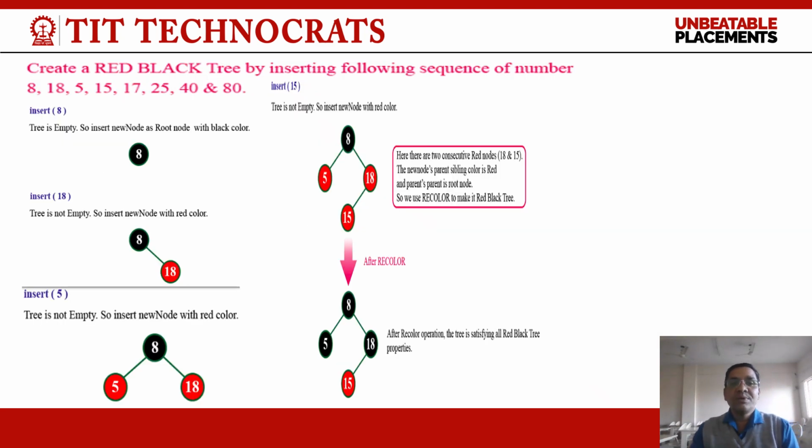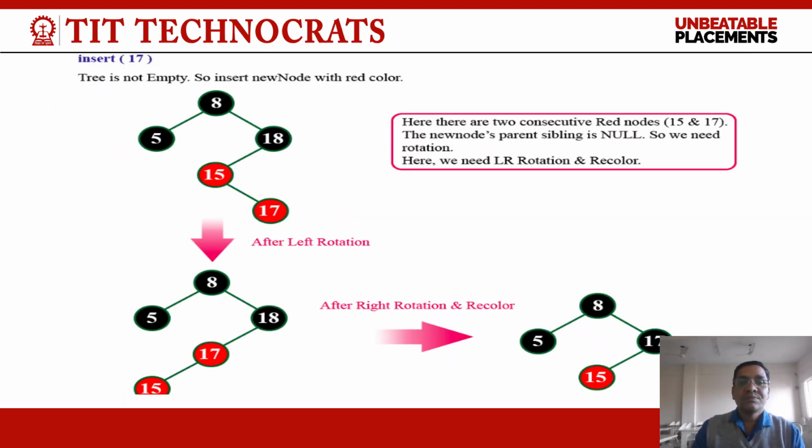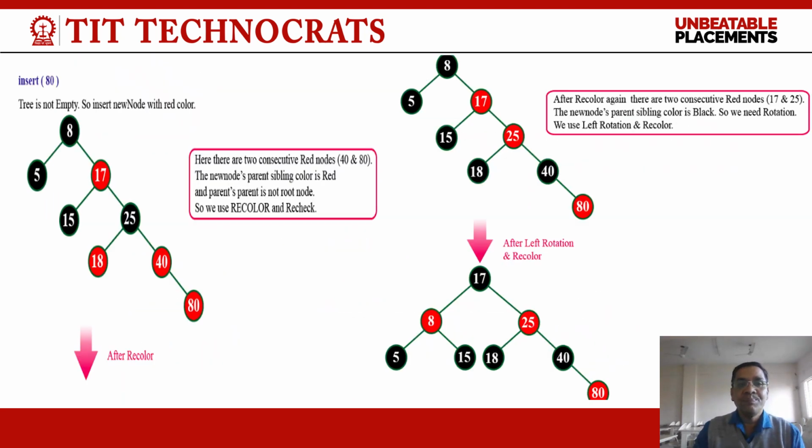This is a very good example of a red black tree where we insert 8, 18, 5, 15, 17, 25, 40 and 80 step by step. These are the different steps performed, following the different properties of the red black tree.